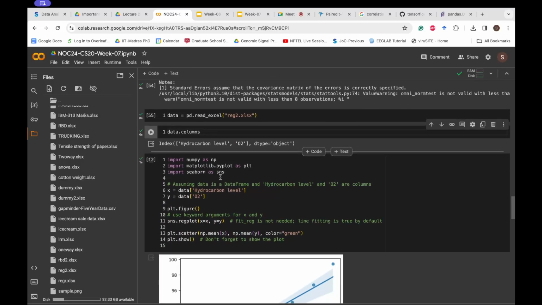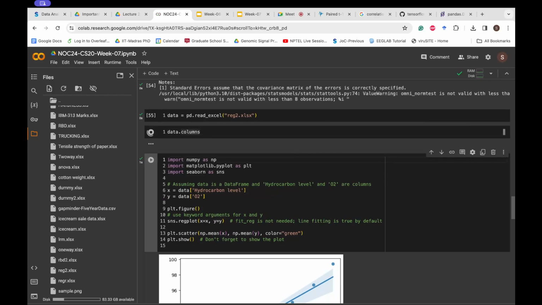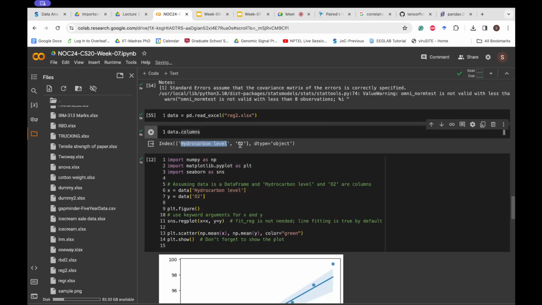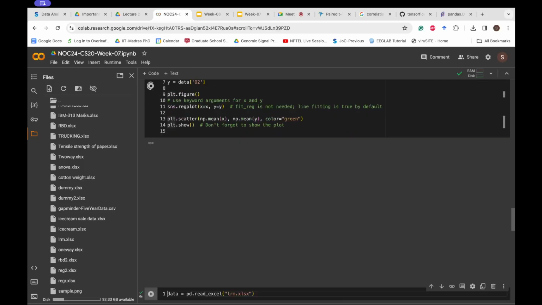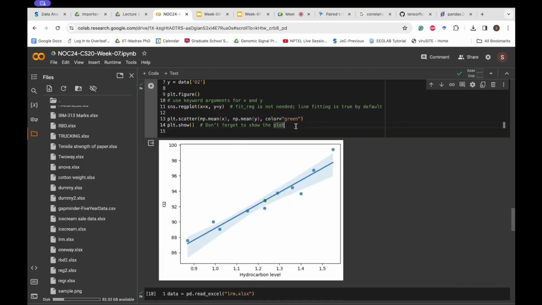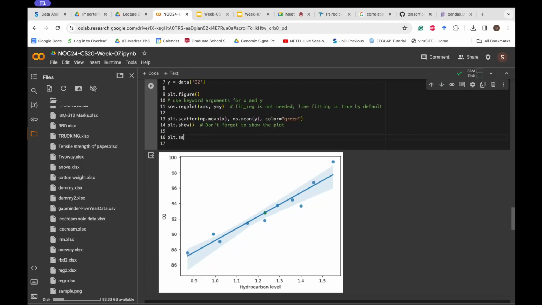I'm reading another data set, which has a hydrocarbon level and the oxygen level.